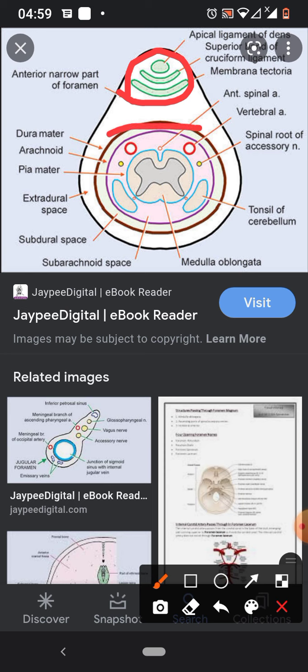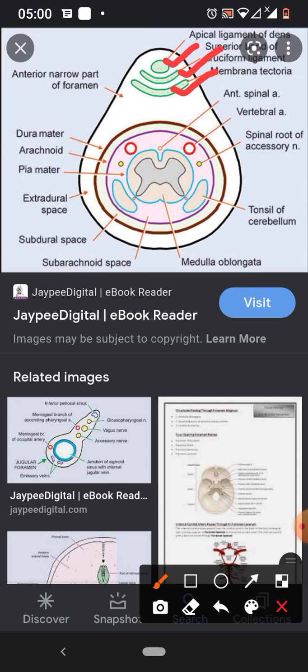So we can divide this Foramen Magnum into three parts. The structures passing through the anterior part are the apical ligament of the dens, and then the cruciate ligament, basically the vertical band of the cruciate ligament, and then the membrana tectoria. Basically the Foramen Magnum is oval shaped. It is narrow from the anterior side and broader in the posterior.